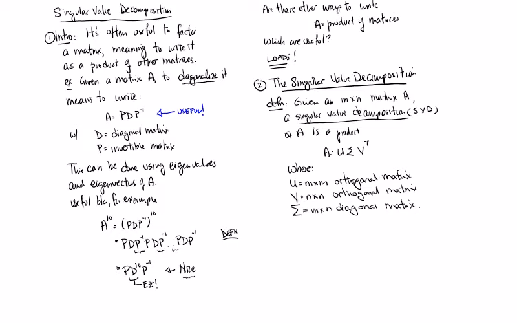So a matrix is orthogonal if the columns of the matrix are unit vectors which are all perpendicular to one another. So we'll say a matrix is orthogonal if the columns are all unit vectors which are perpendicular to one another.